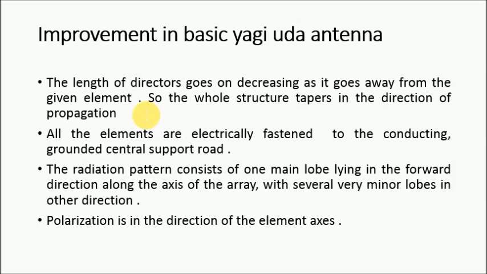The length of the directors goes on decreasing as it goes away from the driven element. So the whole structure tapers in the direction of propagation. All the elements are electrically conducting and grounded with the central support. The radiation pattern consists of one major lobe lying in the forward direction along the axis of the array, with several minor lobes in other directions. Mainly the polarization is in the direction of the element axis.